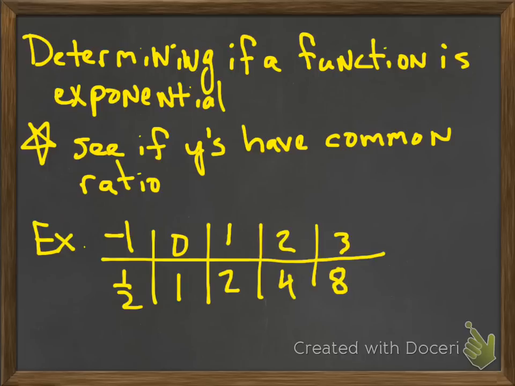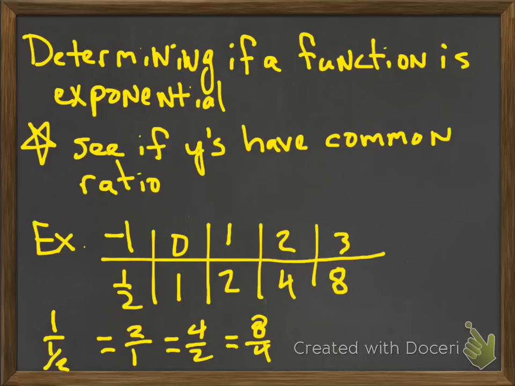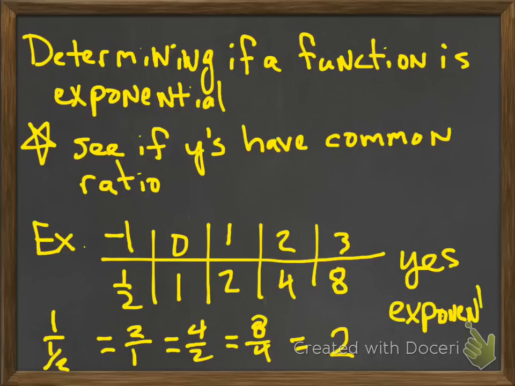So, for example, here I have a table. I want to know if this is exponential, then I need to say what's 1 divided by 1/2, 2 divided by 1, 4 divided by 2, 8 divided by 4. If they all come up to the same answer, then this is an exponential function. Well, 1 divided by 1/2 is 2, 2 divided by 1 is 2, 4 divided by 2 is 2, 8 divided by 4 is 2. They all equal 2, so yes, this is an exponential function. Not a very hard problem at all.